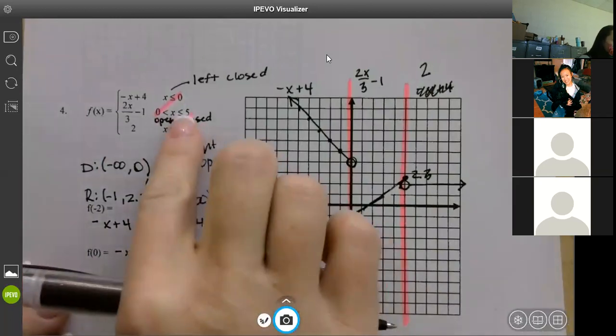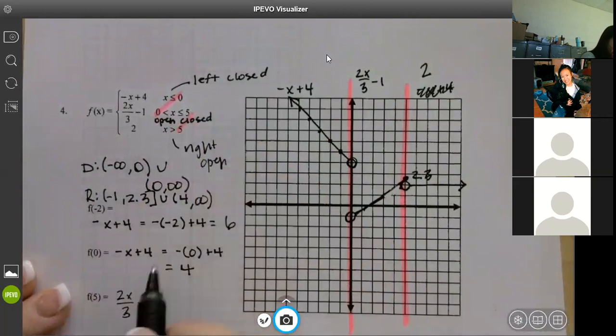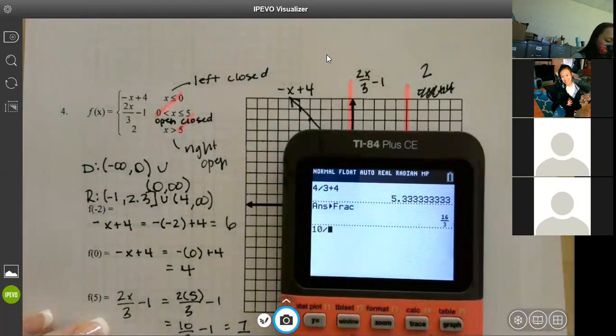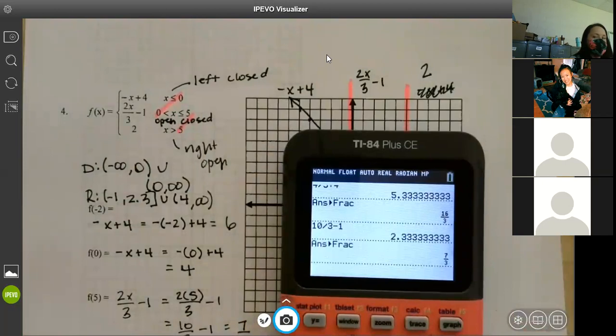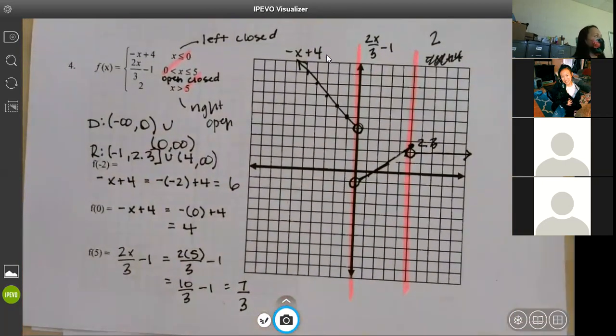And then 5 is equal to 5 in the middle one. So we're using 2x over 3 minus 1. This one's going to be crappy decimals. So this one is 10 over 3 minus 1, which is going to be 7 over 3. If you want the decimal, again, use your calculator the whole time. I don't care. Gives you 2.3. Again, if you change it to a fraction, 7/3. I do not care how you give that answer to me. Okay. Any questions on number 4?